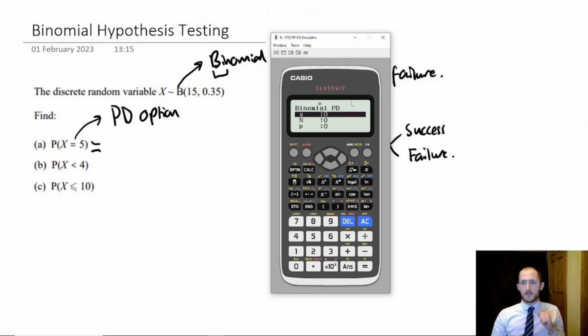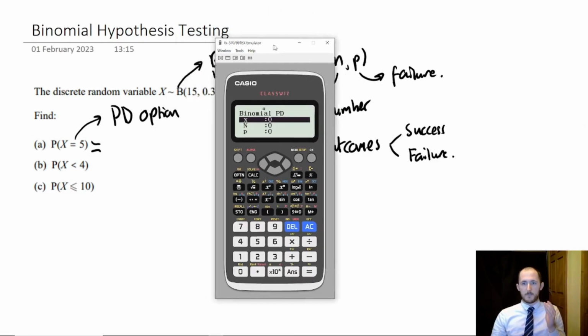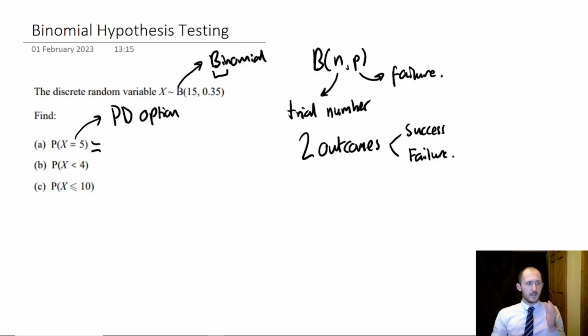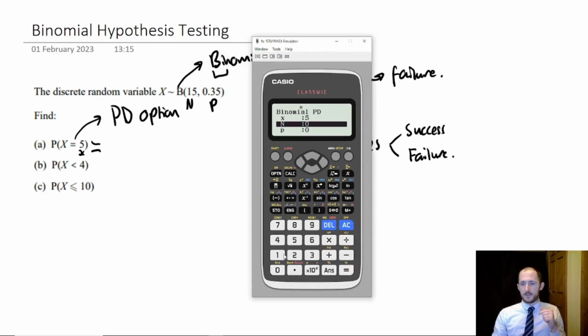Press 2 for variable, and now you're filling in x, n, and p. Now, n and p are just the 2 values in the B part. So in this case, we have n here, and we have p here. And x is just whatever this value is in the actual distribution itself. So x in this case is going to be 5, you press equals. N is 15, equals, and p, the probability of success or failure, is 0.35. Press equals, nothing happens yet, press equals again, and we get our actual probability.